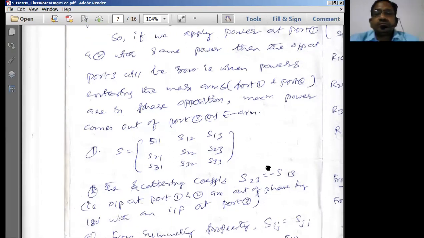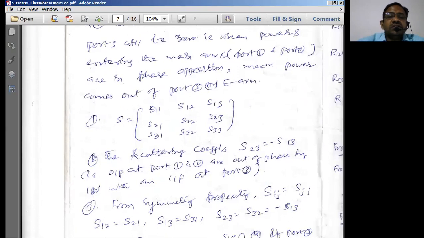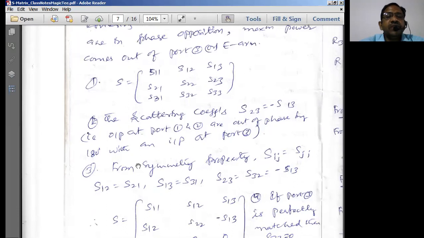Then if the inputs from two ports are in phase opposition, then maximum power is simply going to come out from port 3 or the E arm. So this is the S matrix we have. We just write the S matrix here. Then the scattering coefficients. What can I write the scattering coefficients as? Now, what is the property? First one is going to be the property of the E-plane T.